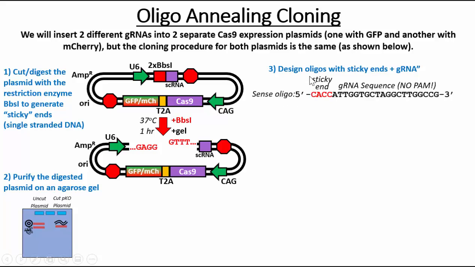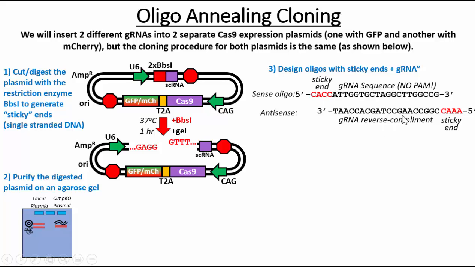So there we go. I've got a sense oligonucleotide here, but that's just one strand of DNA. I also need the opposing strand of DNA as well. So I need another oligo. That one's going to start with the other sticky end. So here to bind GTT, I put CAA. And then I put the reverse complement of this gRNA sequence. So you can see this one starts ATTG, and this one starts TAAC. So those bases will bind to one another.